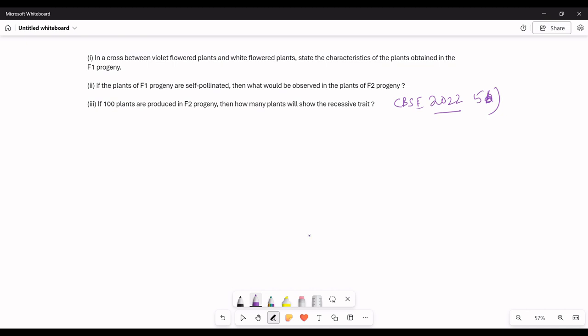See, the first question is the same as 2018. Didn't I tell you that 2018, 2022 questions repeat? Here also the question is repeating. So the first answer will be the same as the previous one. All flowers are violet and 100% hybrid. Then we come to the next one.